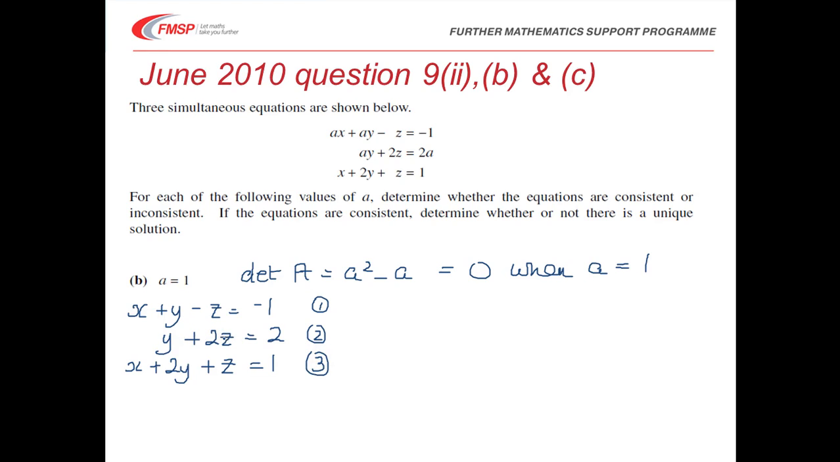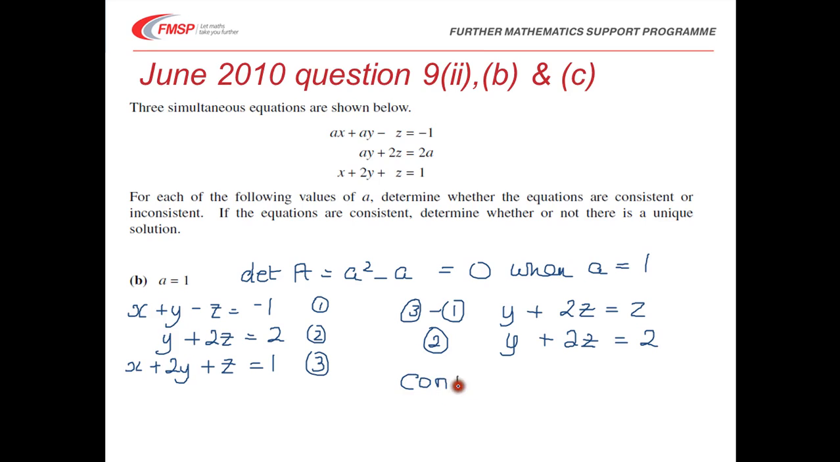So let's use the first and third equation to eliminate x. So I'm going to take the third equation and subtract the first equation. And if you'll see, if I do that, then the x's disappear and you end up with y plus 2z is equal to 2. But of course the second equation also said that y plus 2z was equal to 2. So that means we have consistency.